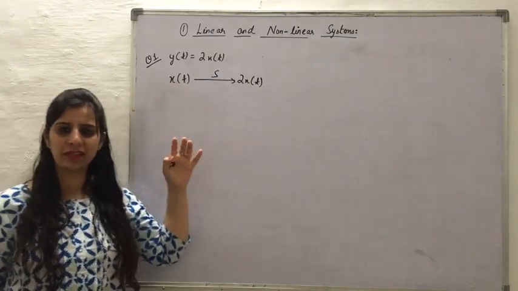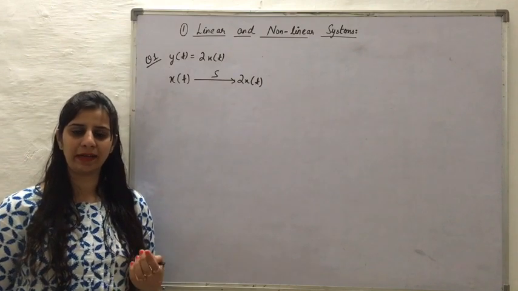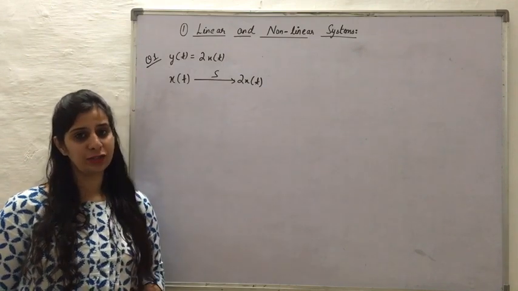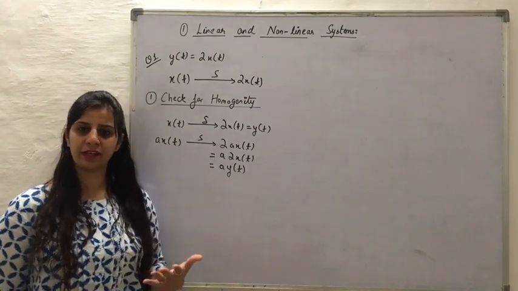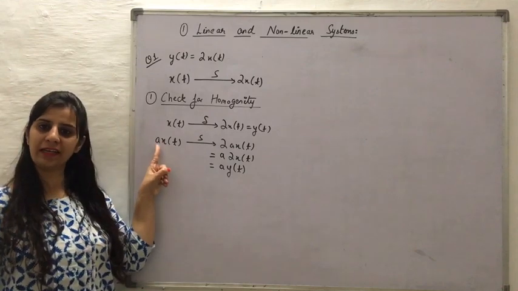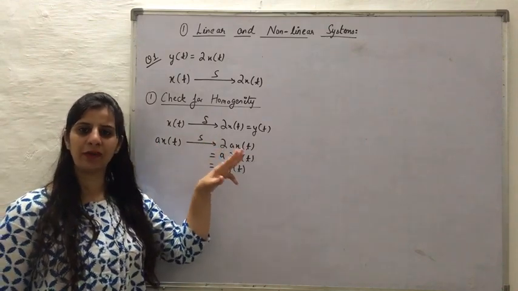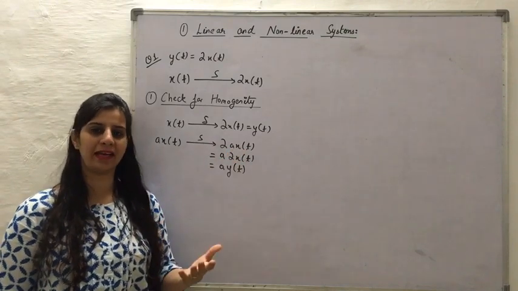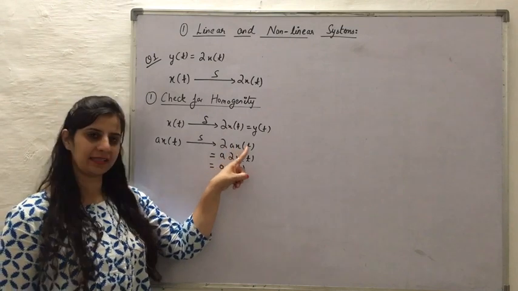Now to check whether the system is linear or non-linear, I will be testing it for homogeneity and superposition one by one. To check for homogeneity, I have multiplied x(t) with a constant a. When I pass it through the system, where we had x(t) we now have a x(t). So at the place where I had x(t), I have written a x(t).